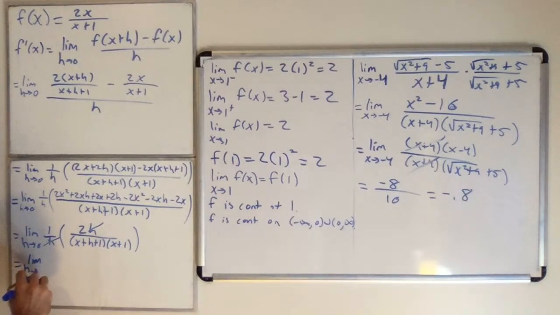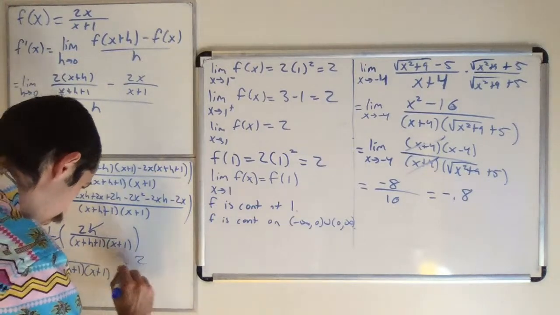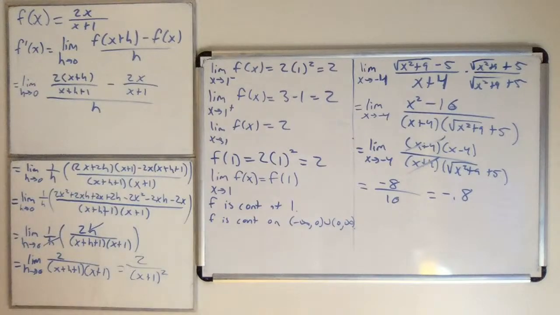Okay, so what do we do now? What's our last step? How do we finish this? Oh, sorry, factor out an h. I might cancel out. Yeah, good. So I did that. What's left? Plug in 0. Yep, that's how we know we're done. We get 2 over x plus 1 squared.